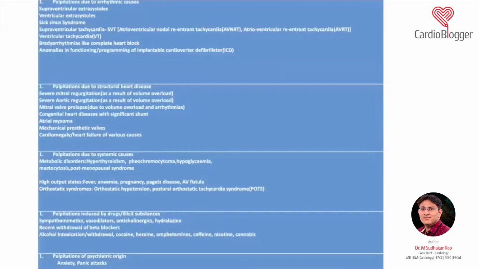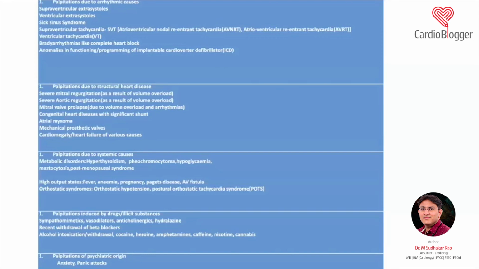Now, this is a very big table. I am more focusing on the cardiac cause, but before ruling out cardiac cause, a patient who comes to your OPD with palpitation, you should always first rule out whether the patient is having any anxiety attacks or panic attacks. Then you should always rule out important things like anemia or a hyperthyroid state, thyrotoxicosis, or in a diabetic patient, whether any hypoglycemia is there or not. So these are the systemic causes. If the patient is having fever or anemia, that can also cause a palpitation.